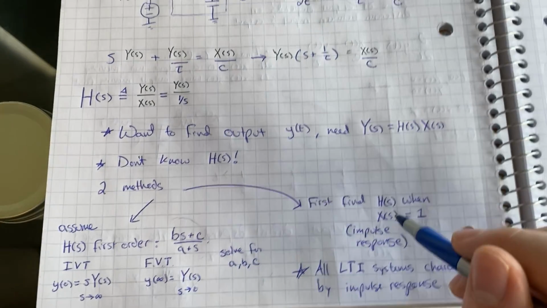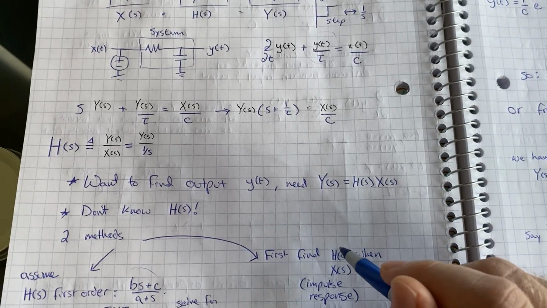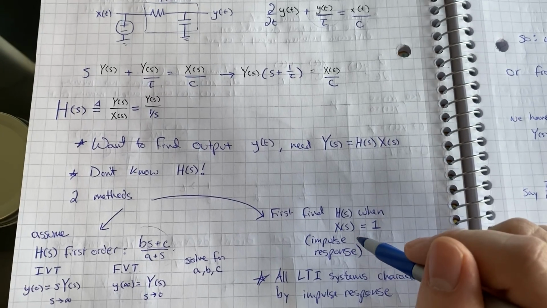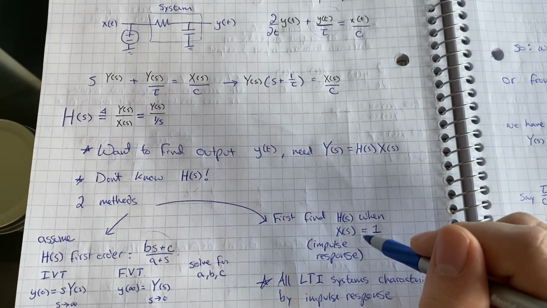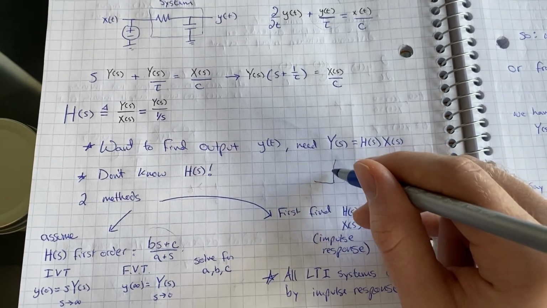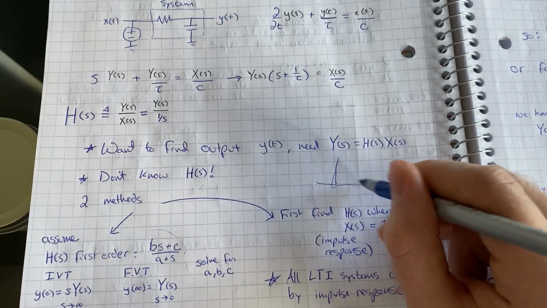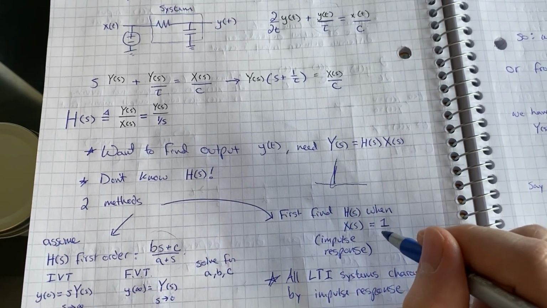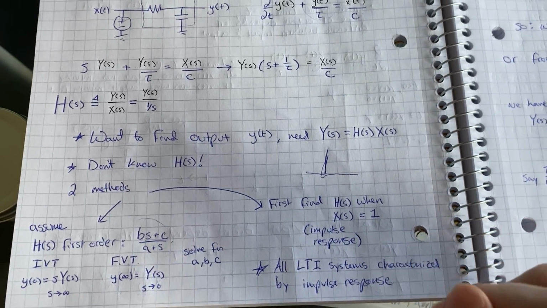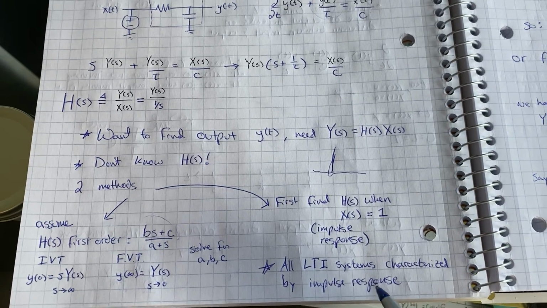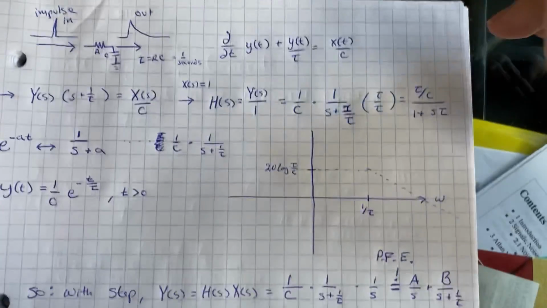So what I'm going to do is first find H(s) when X(s) equals 1. And that is the impulse response when x(t) is an impulse, or just a very brief pulse. Then the Laplace transformation of that is just 1. And it's pretty powerful because this result says that all LTI systems are characterized by their impulse response. So I'm just kind of brushing over that, but that's a pretty powerful statement.